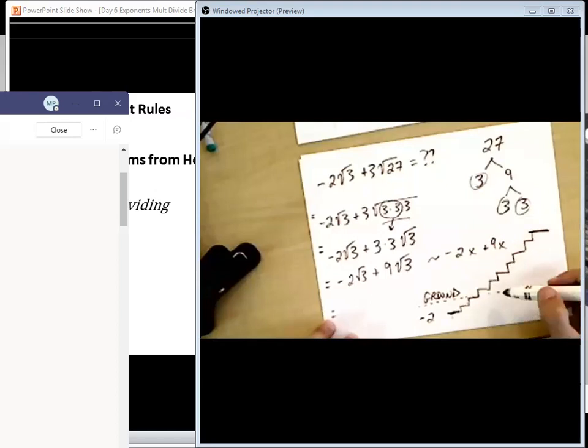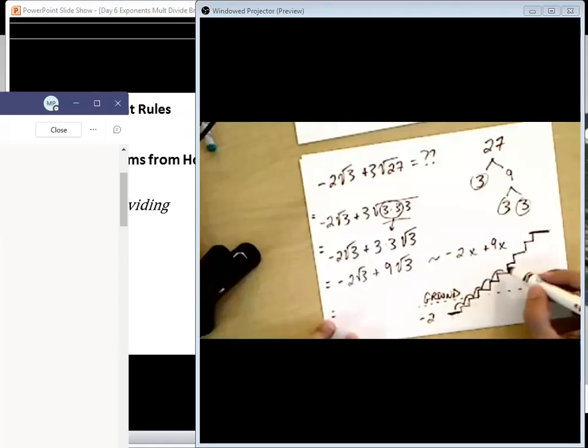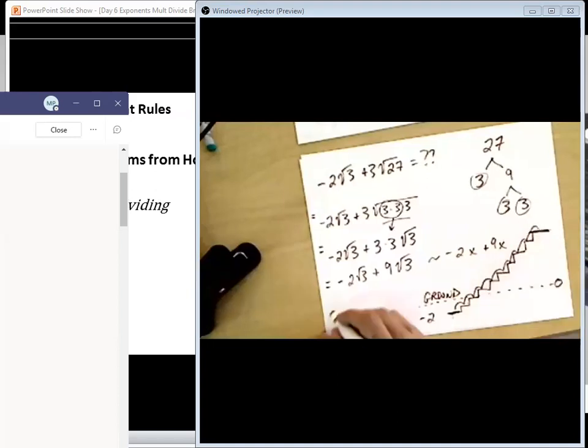So now where are we? What stair are we on? We got -1, and the ground counts as 0. So that means we are on the 1, 2, 3, 4, 5, 6, and there it is, 7. Plus 7 root 3. Oh, okay. Got it. Thanks.